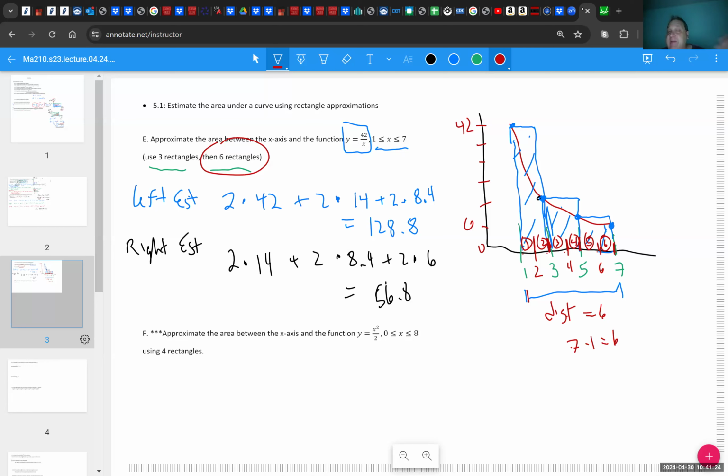And then we need to divide by the number of rectangles. We have the distance of 6. And if we divide by 3, 6 is our distance divided by 3 rectangles gave us 2. That was what we did on the first problem when we had 3 rectangles. This is called our delta x. This is our change in x. If our distance was 6, and we want 6 rectangles, 6 divided by 6 is equal to 1, which means our spacing is 1.